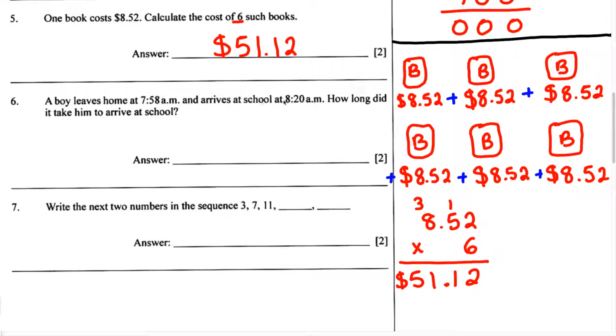and arrives at school at 8:20 a.m. How long did it take him to arrive at school? Let's read it one more time. It says a boy leaves home at 7:58 a.m. and arrives at school at 8:20 a.m. How long did it take him to arrive at school? All we're going to do is just look at when he arrived and subtract from when he left.